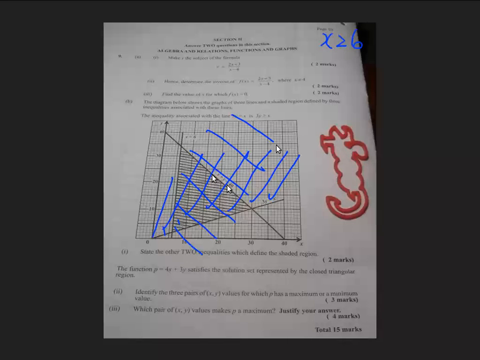And for x plus y equals 40, we want the inequality x plus y less than or equal to 40, because we want everything below this line. And so that would give us everything here. I'm going to draw the line in this direction. Where these three lines intersect is in this region here, which we call the feasibility region.